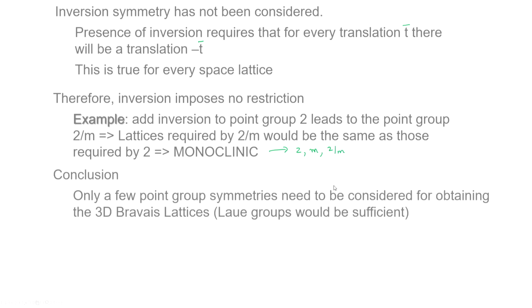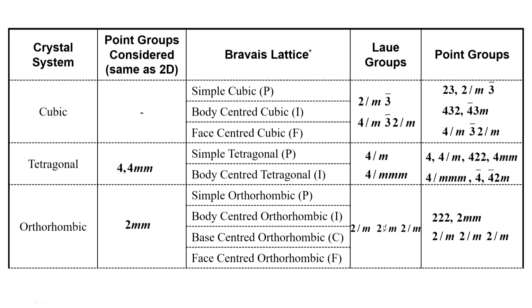And the conclusion then is that only a few point group symmetries need to be considered for obtaining the 3D Bravais lattices, and I will just explain to you what I mean here. Laue groups would be sufficient for this. Now, what are Laue groups? We will quickly have a look at this.